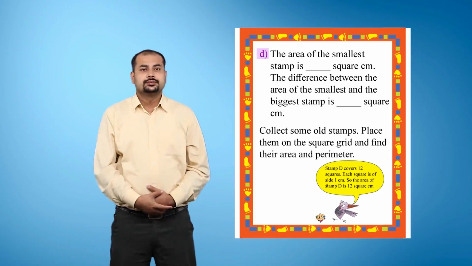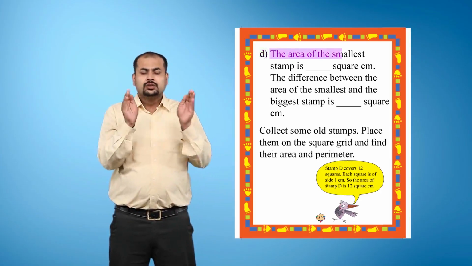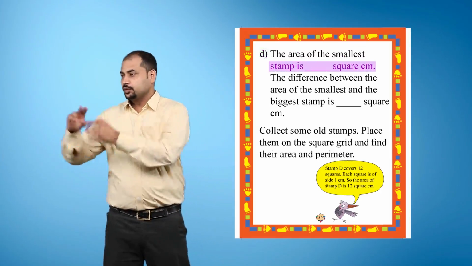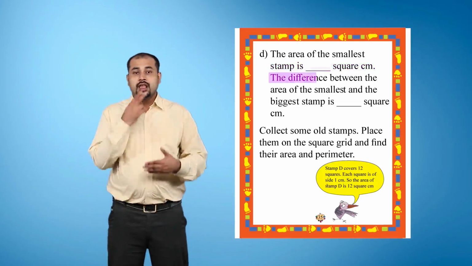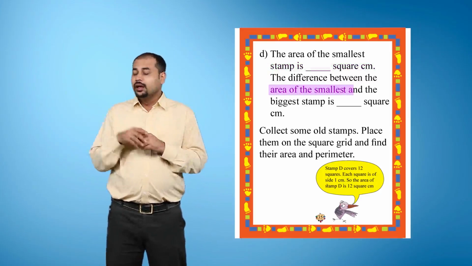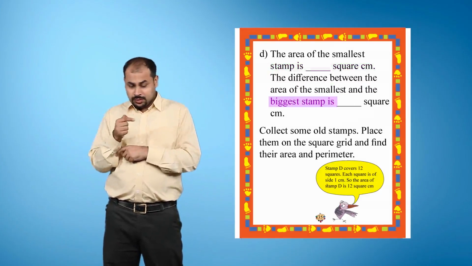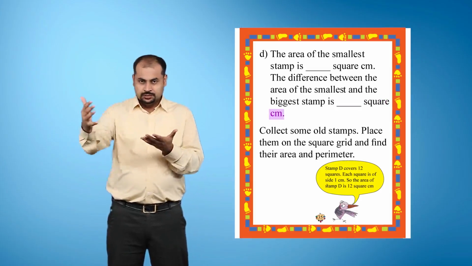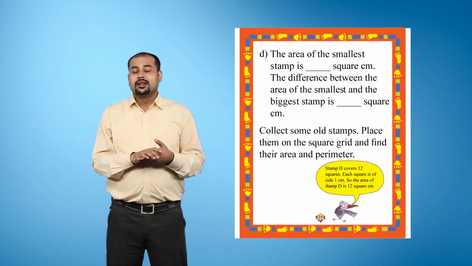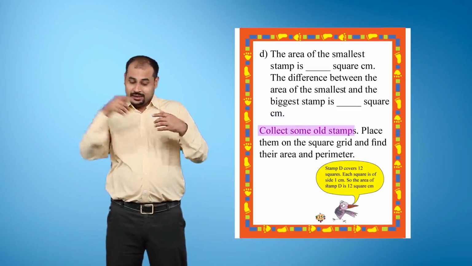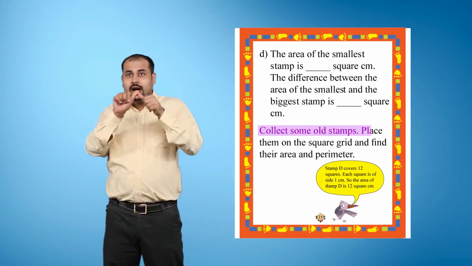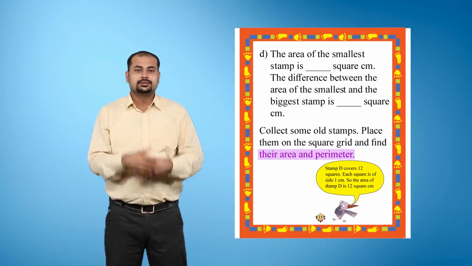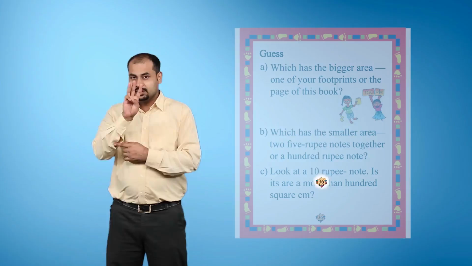D. The area of the smallest stamp is dash square centimeters. The difference between the area of the smallest and the biggest stamp is dash square centimeters. Collect some old stamps. Place them on the square grid and find their area and perimeter. Page 36.